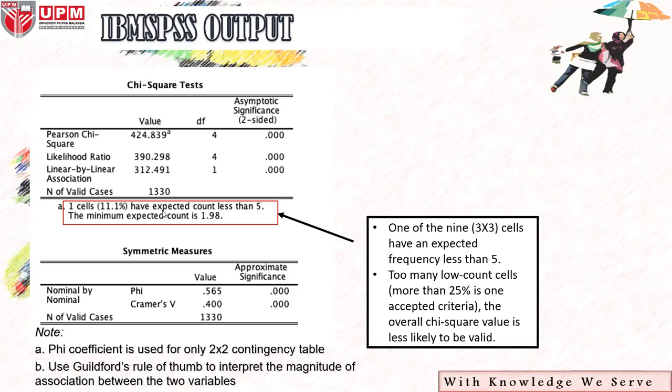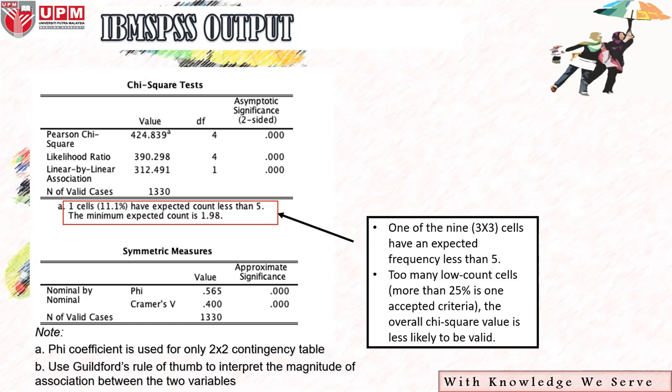Okay, and then which value to report? For chi-square test of independence, after we determine whether the association exists or not, we can report the strength or magnitude of the relationship. We use the phi coefficient only for a 2 by 2 contingency table. But in this case, it is 3 by 3. So therefore, we report Cramer's V instead of the phi coefficient.